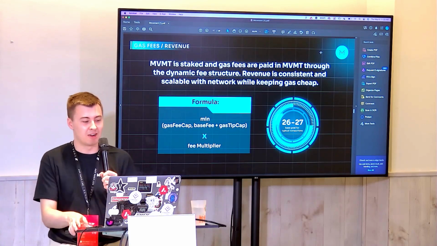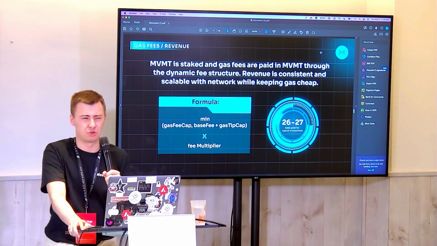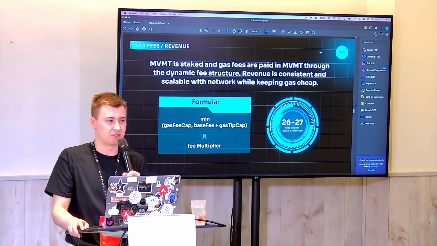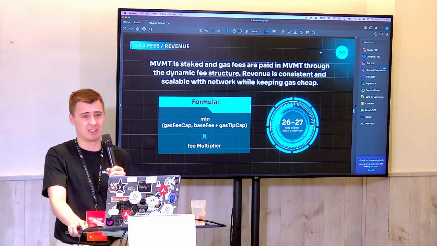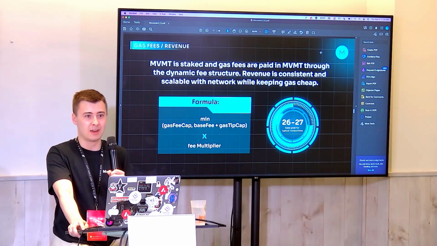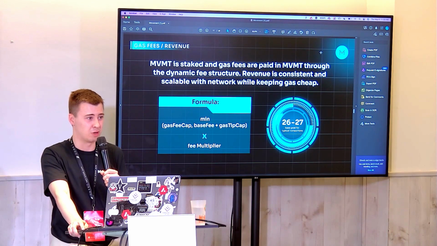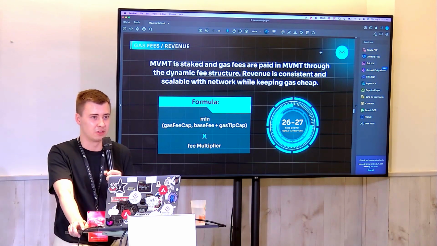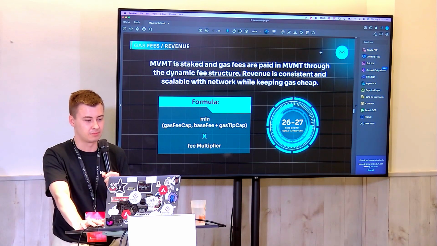So in terms of our gas fees, we're able to keep it incredibly cheap, looking at 26 to 27 gwei, which is going to be about a thousandth of a cent. And we're able to keep gas cheap, and with subnets, you're able to create custom gas rules as well. So for gaming applications, for example, ones that need very high throughput, we're able to push this number even lower.